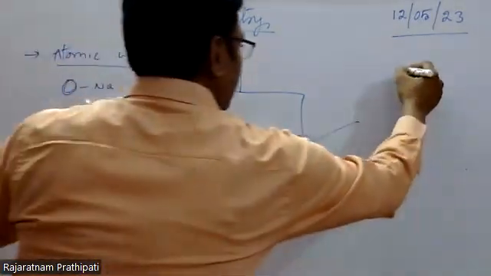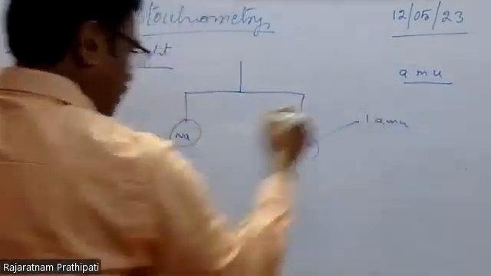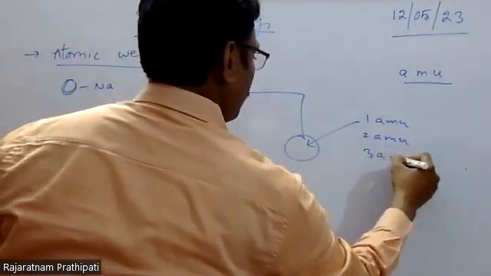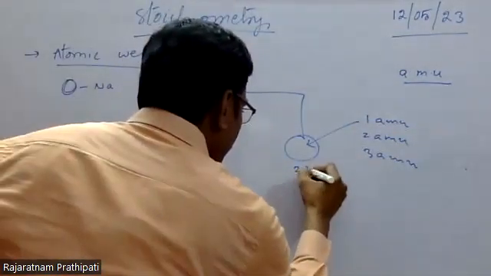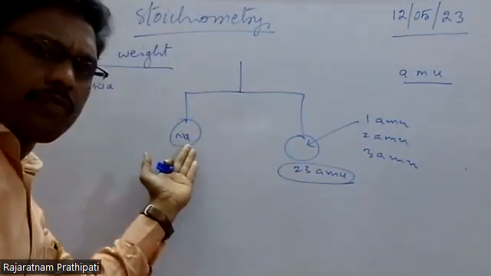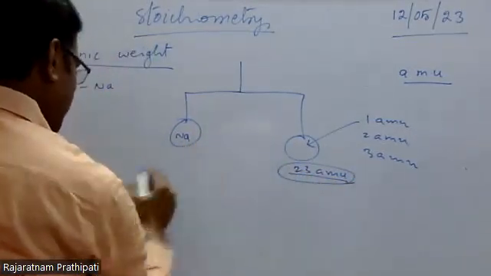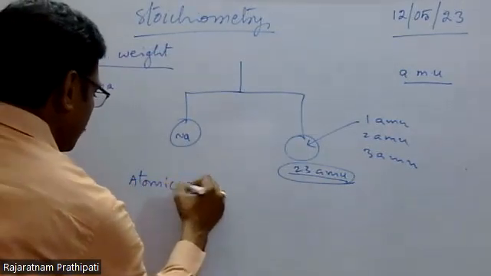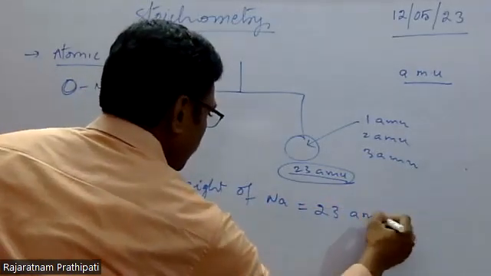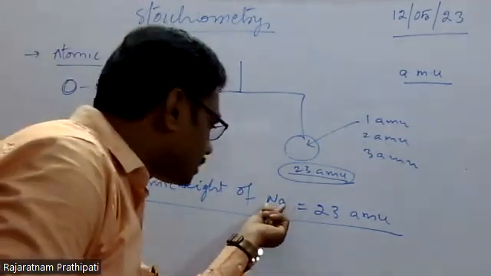What is the reference unit here? AMU. Okay. Here 1 AMU is placed. Not balanced. 2 AMU, 3 AMU. Not balanced. By placing 23 AMU, these two are balanced. Then how can we understand the weight of this sodium? By placing 23 AMU, these two plates are balanced. Here the atomic weight of sodium is equal to 23 AMU.